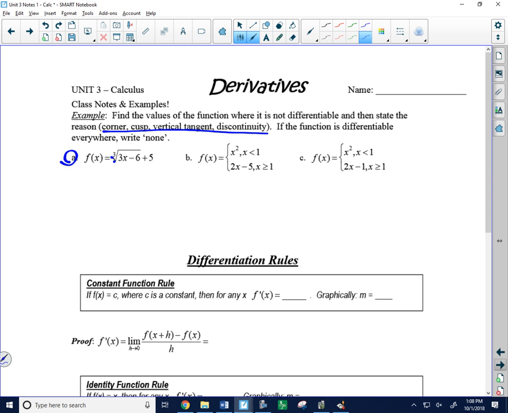I see a cube root of something plus 5. Now, the basic parent function for cube root was this. Cube root of x looks like that. From that knowledge on the last page, there at 0, remember there was a slope that is actually vertical. So the slope is undefined. Well, this one is just some sort of transformation of that, so there will be another vertical tangent. If you remember from transformations, the inside is going to shift right and left, and the outside moves it up 5.